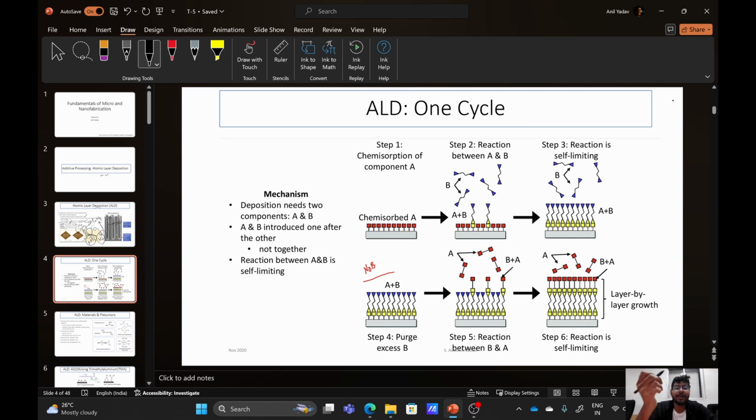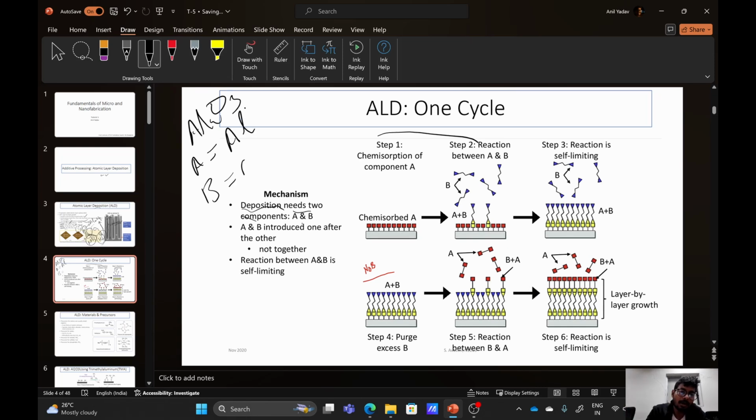Now this is the mechanism of one typical ALD cycle. What is a typical ALD cycle? A deposition needs two components, A and B. If you are depositing Al2O3, A should be aluminum containing, and B should be oxygen containing.